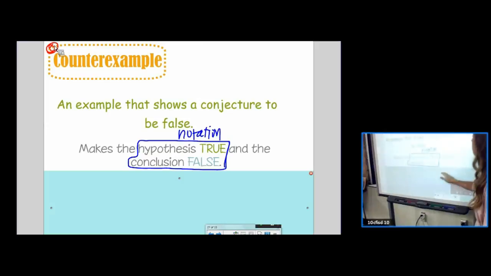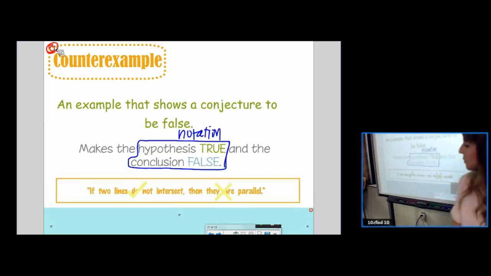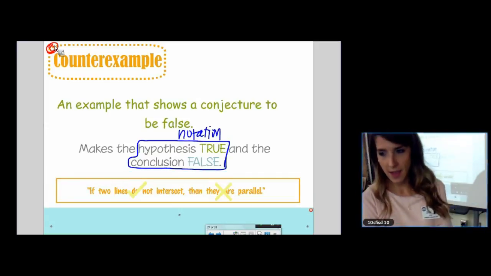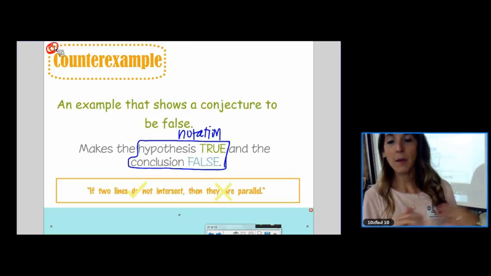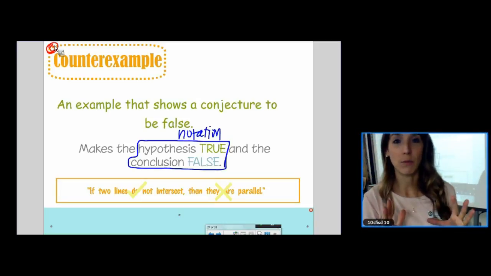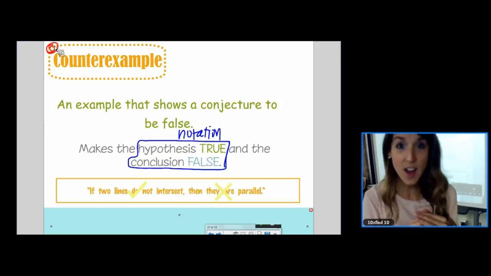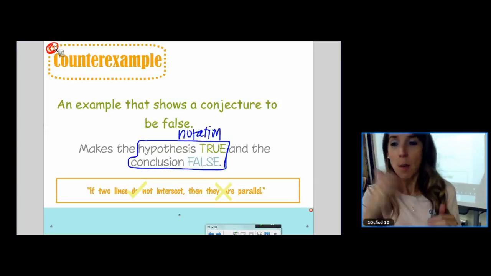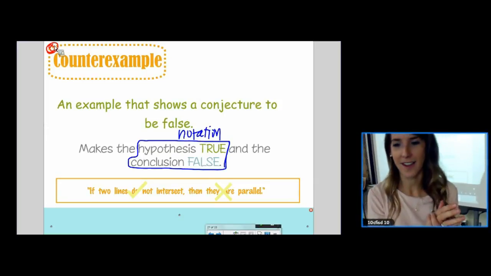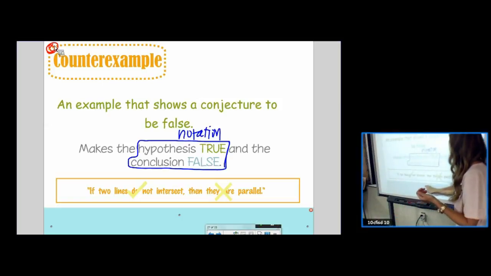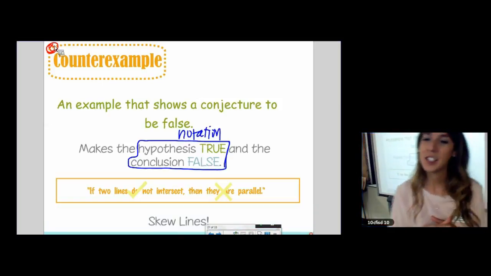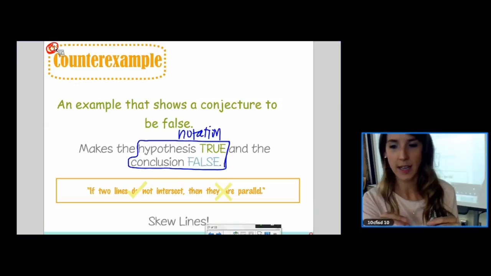So here's an example. If two lines do not intersect, then they are parallel. So I want an example where the beginning is true. I want two lines to not intersect. I want that to be true. But boom, I want them to not be parallel. And you got it, of course. It's our favorite counterexample in this unit. Skew lines is the counterexample.